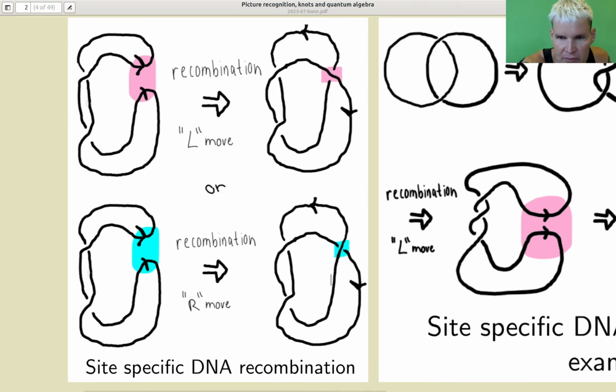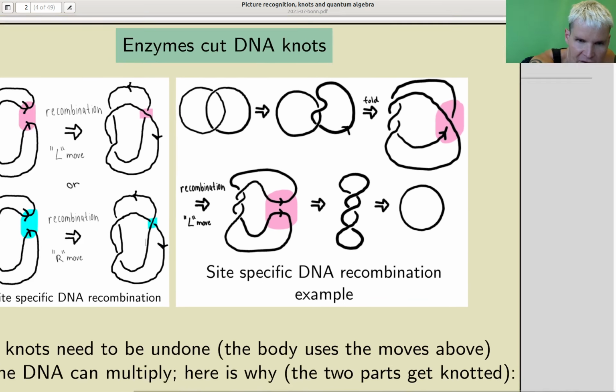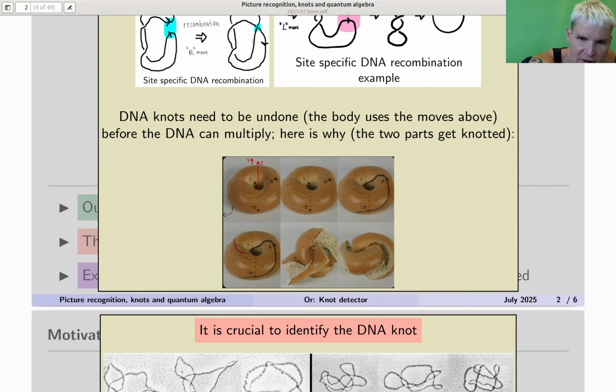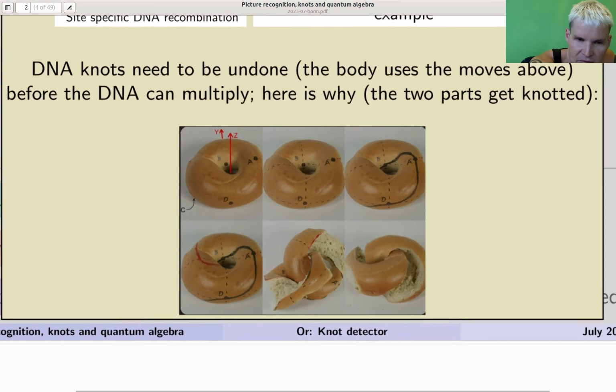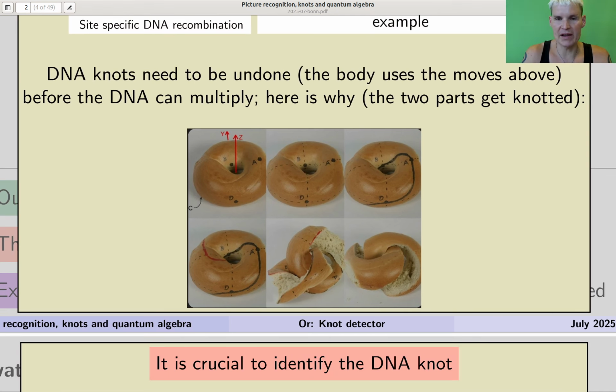And here, for example, if you have a knotted thing, you can cut it open until it's just a circle, right? And the body needs to come up with a strategy. I'll show you some more nice pictures in a second. DNA needs to be undone. So in your body, this is happening all the time before DNA can multiply, because essentially the DNA wants to break into two strings and then they go separate ways.